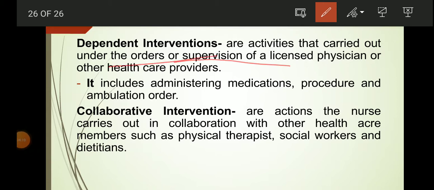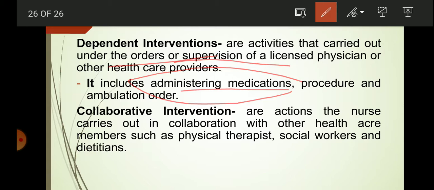Dependent interventions are activities that are carried out under the orders or supervision of a licensed physician or other healthcare providers. So, it includes administering medication. You cannot give meds without consulting the physician. Like what I told you earlier about standing orders, you can give that medication for once only. So, you only give it once.